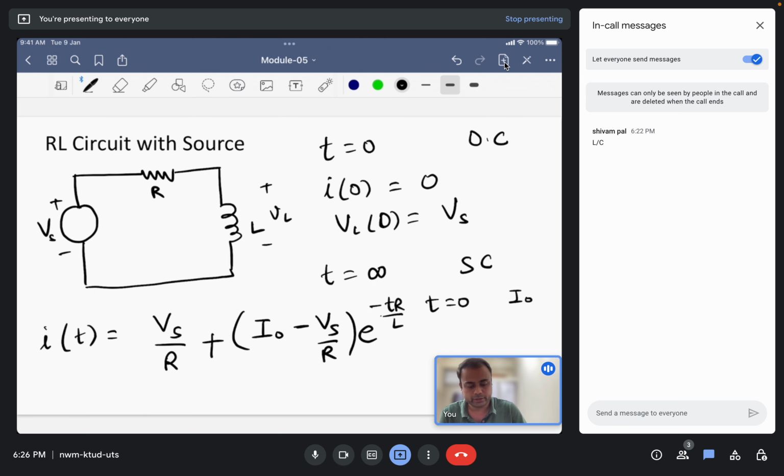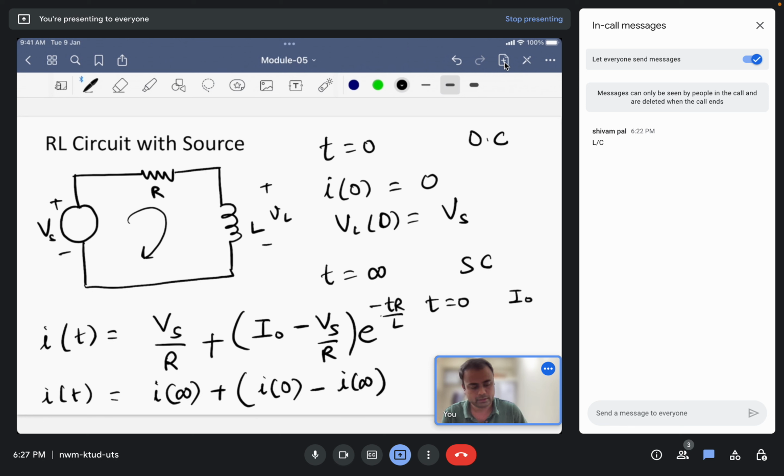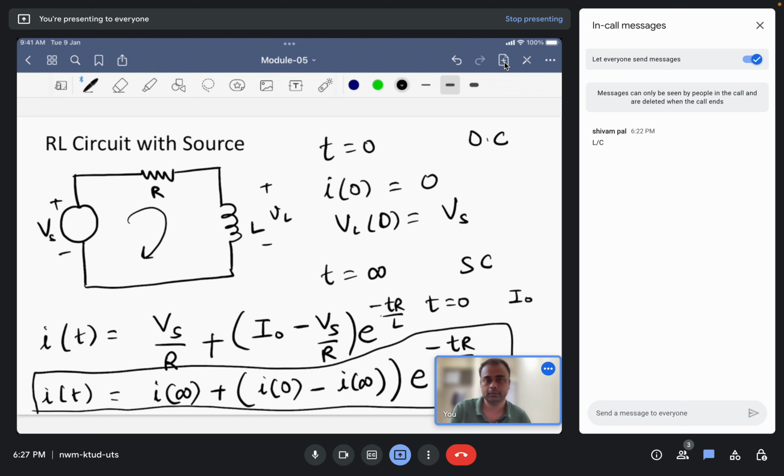So a quick formula to remember is that I of t is the current at infinity. That is, if the circuit has been closed for a long time, the inductor will behave as a short circuit, and therefore the current flowing through this circuit at infinity, plus the initial current at t equals 0 minus the final current I at infinity, and this whole term multiplied by e to the power minus t by tau, where tau is L by R. So this is a general formula associated with an RL circuit.